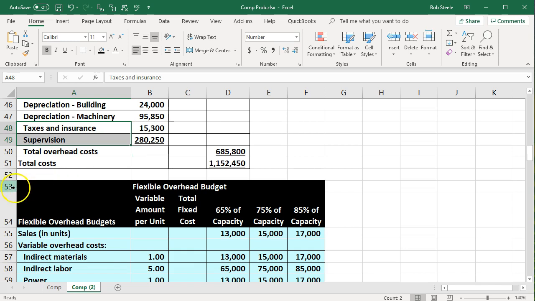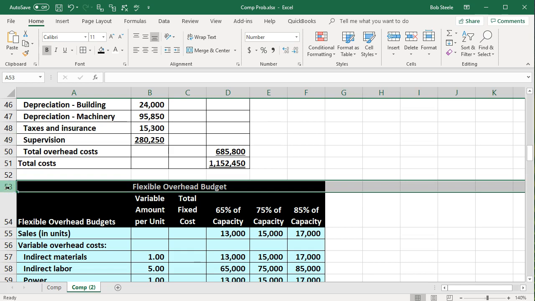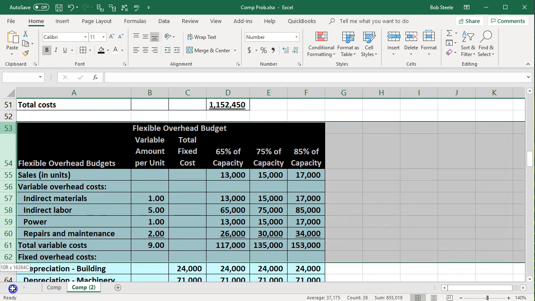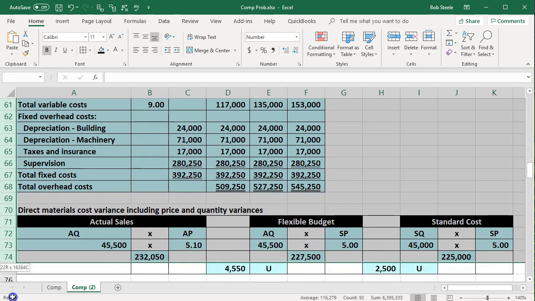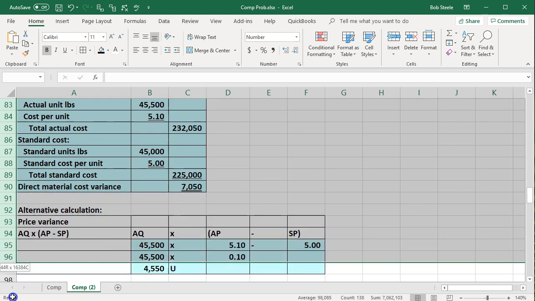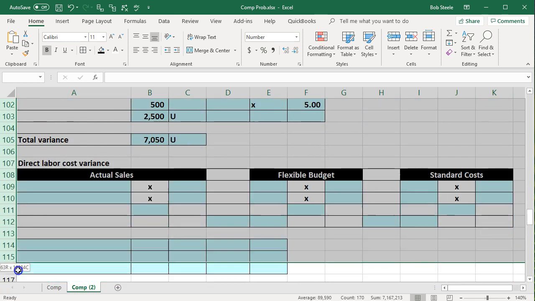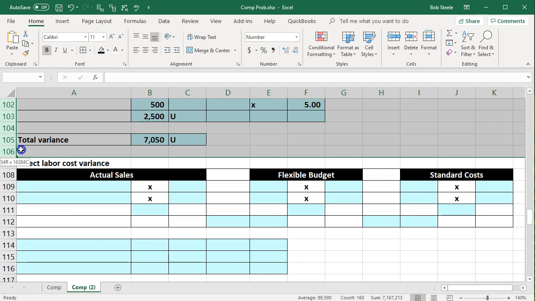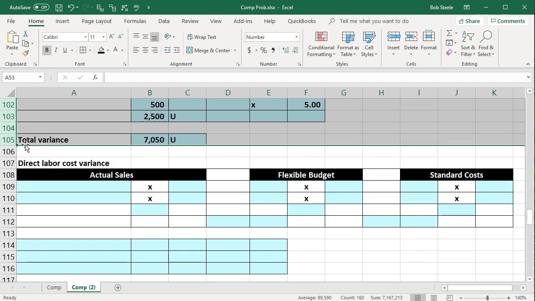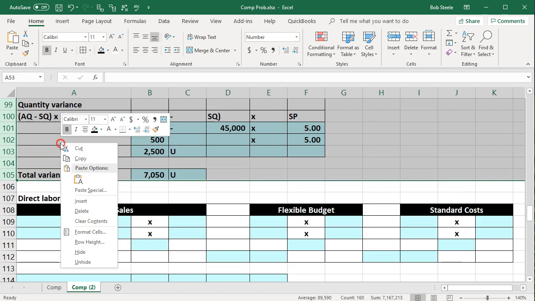What we're going to do then is put our cursor on row 53, right on the number, and highlight the entire row. I'm going to then hold down the left click on 53 all the way down until we get to the data that we are working with here, which is the labor variance. So I'm going to scroll down to line 105, and the direct labor cost variance is below.